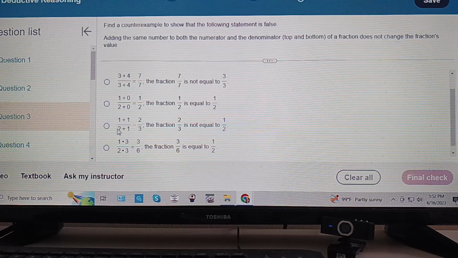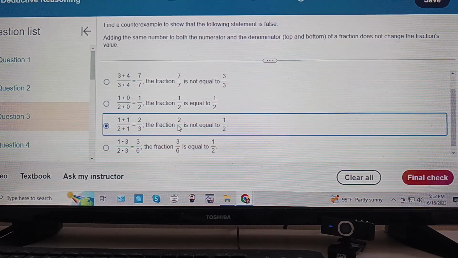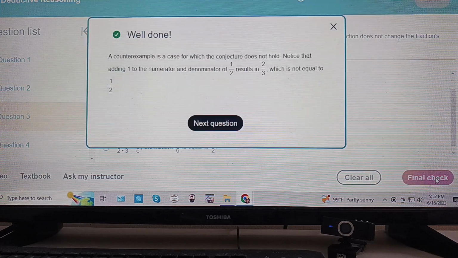Because now in this third example, 1/2 is the original fraction. Add 1 to top and bottom, and you get 2/3. But this is true that 2/3 is not equal to 1/2. 2/3 is bigger than 1/2. So it worked for 2 times, but the third time I tried it, it didn't work, and that's all it takes to disprove it. You can prove a statement false. You can disprove it if you get one example that shows it doesn't work, no matter how many times it did work.